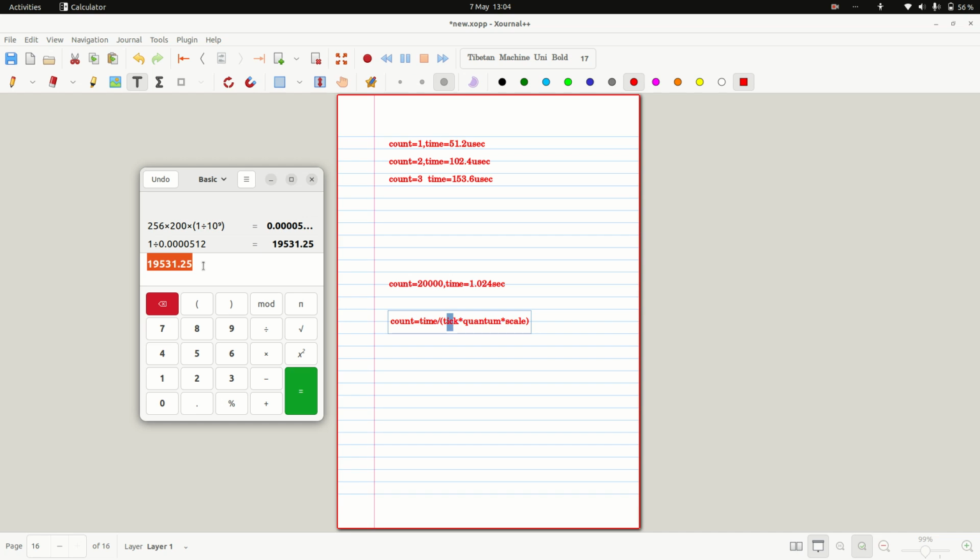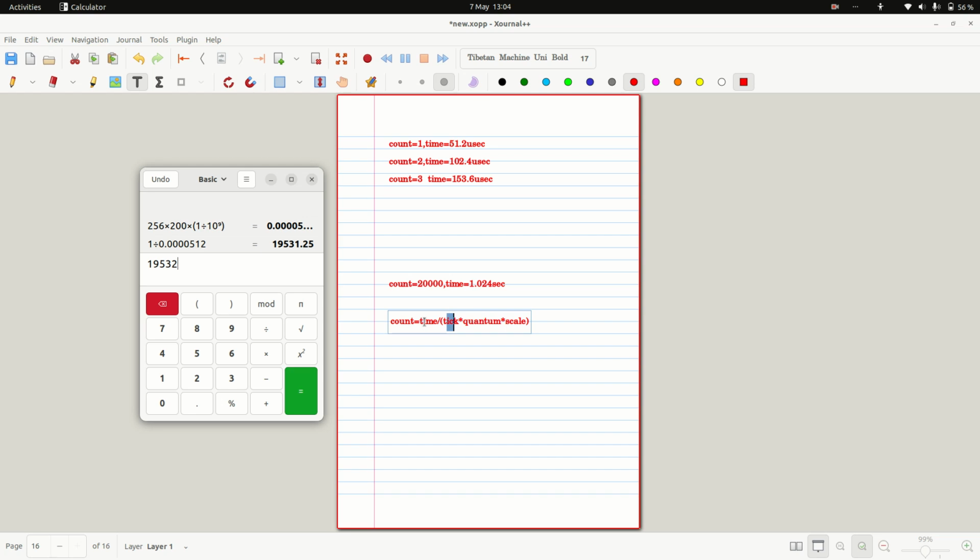No, we can write 19,531. Can we write like this? But this is little less time, right? So here instead of 1 I am going to write 2. But how to get exact 1 second? So how to do? So can I change the value of time? No. But I can configure the value of tick.